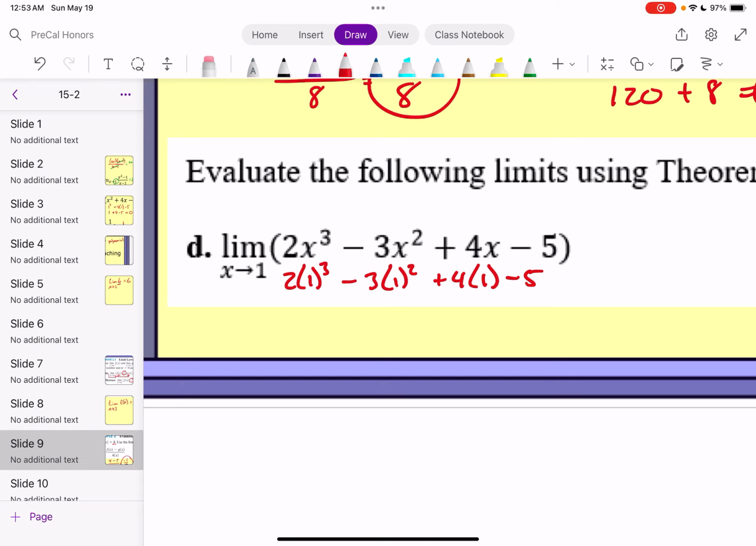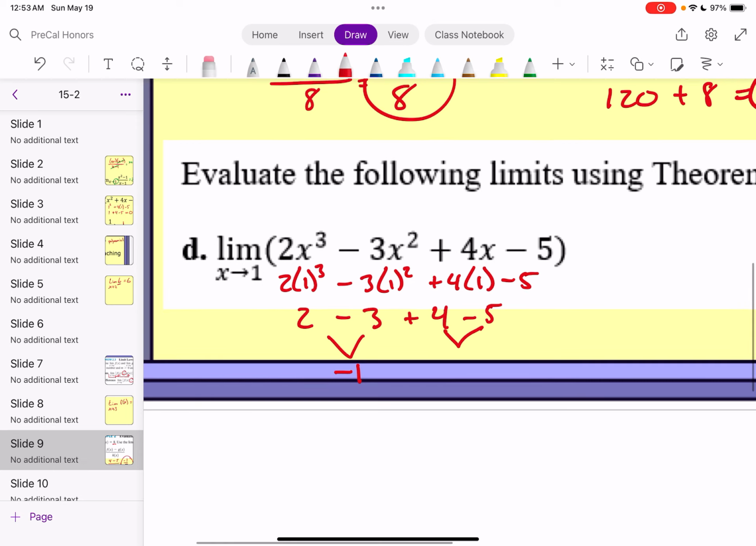Here, 1 to the third power is 1 times 2 is 2, minus 3 plus 4 minus 5. In this case, 2 minus 3 is negative 1, plus 4 is a positive 3, minus 5 will leave you with negative 2. So once again, 2 minus 3 is a negative 1. Positive 4 and negative 5 is a negative 1. Negative 1 plus negative 1 will leave you with a final answer of negative 2.